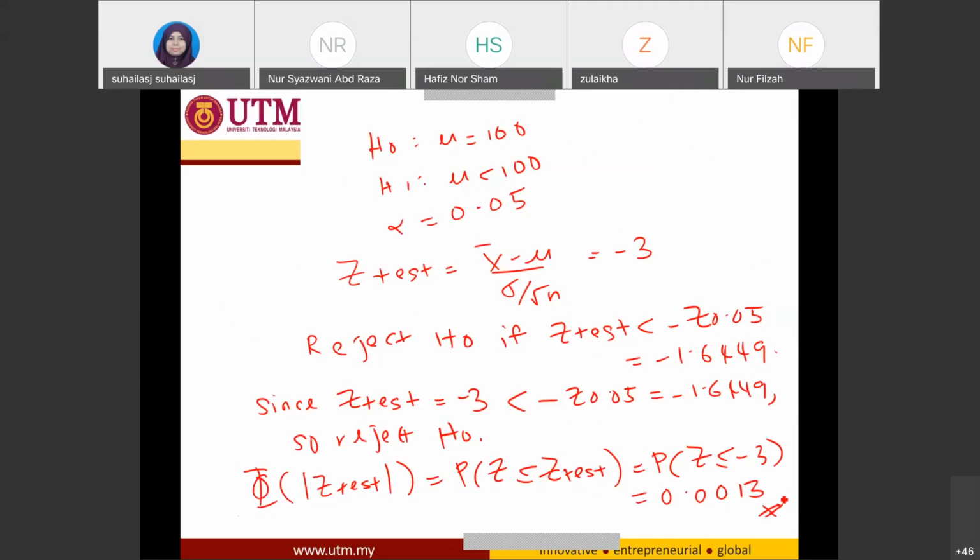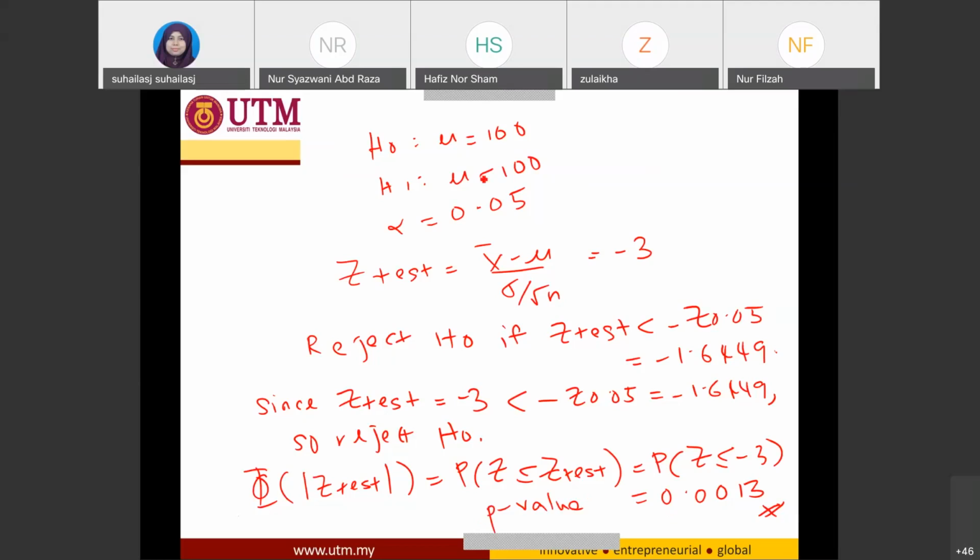Since our Z test is equal to minus 3, less than minus Z alpha, we reject H naught. So phi Z test, you have probability Z less than or equals to Z test. Your Z test is minus 3. Again, find from your stats table, you get this value is 0.0013. Since this is our P value, and our P value is less than alpha, again we reject our null hypothesis.